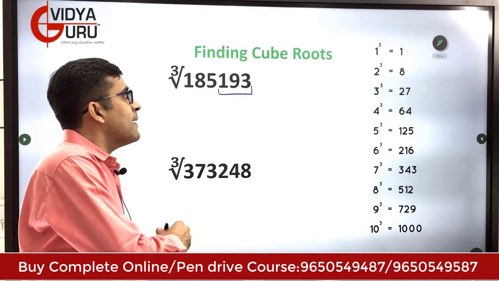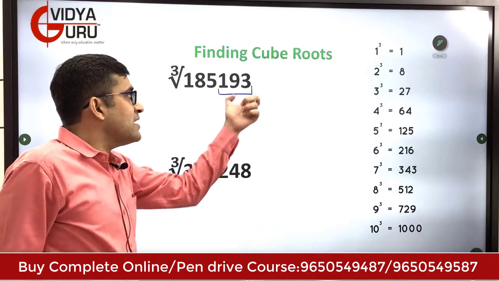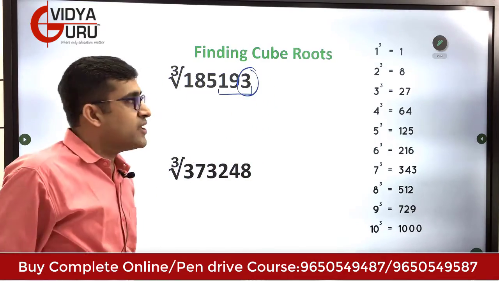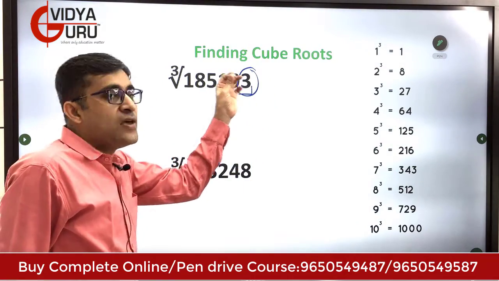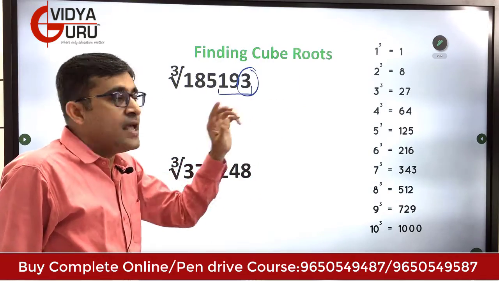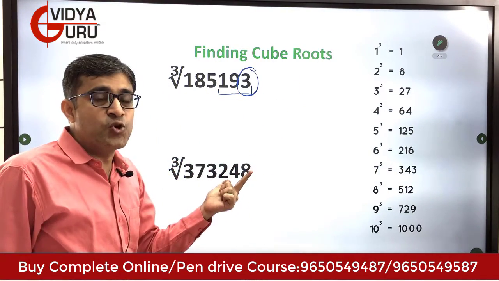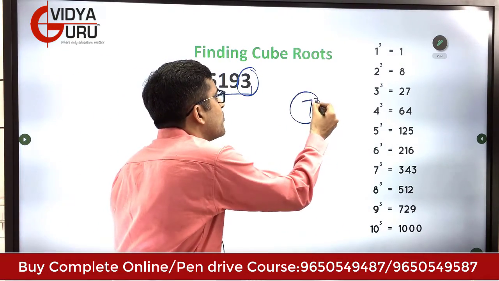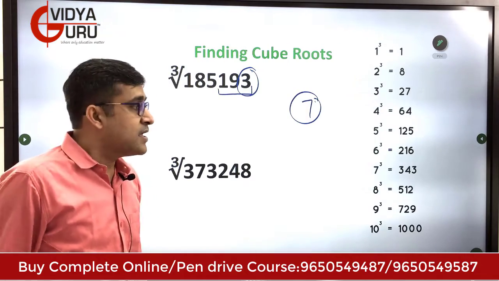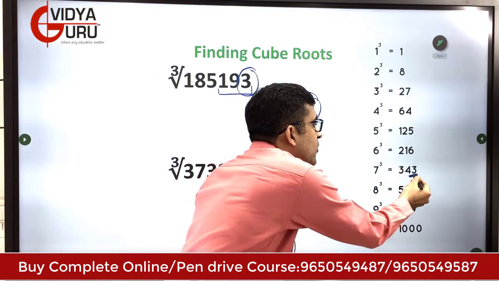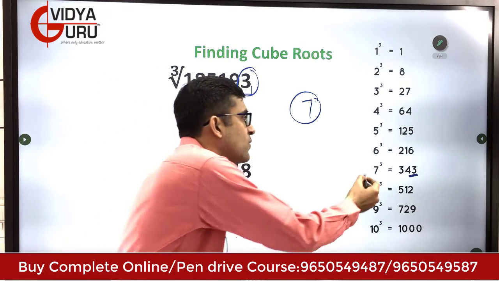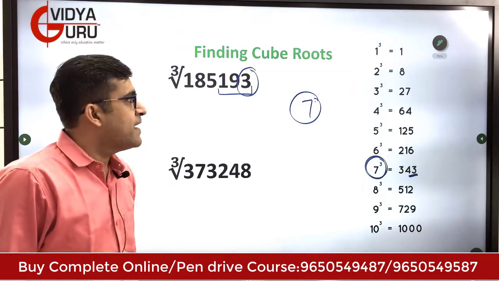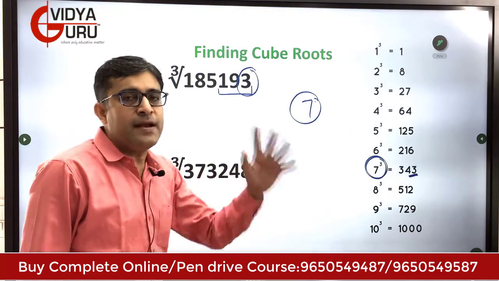Once I have that, the units digit is 3. So this perfect cube 185193 ends in 3. So of course its cube root is going to end in 7. Why? Because for the perfect cube 343, its cube root was 7. So this cube root will end in 7.